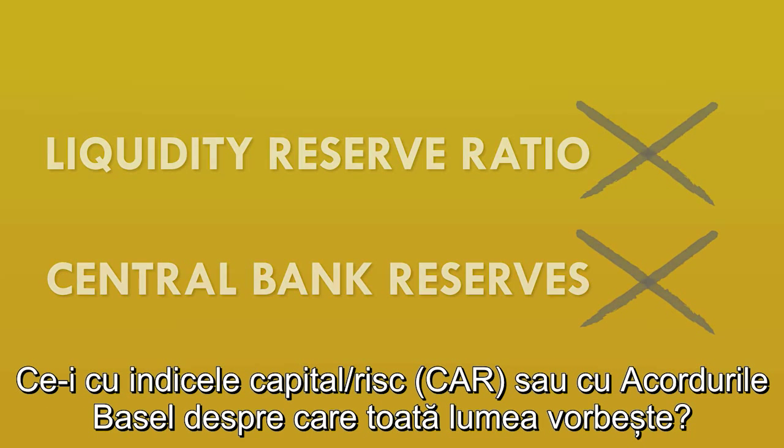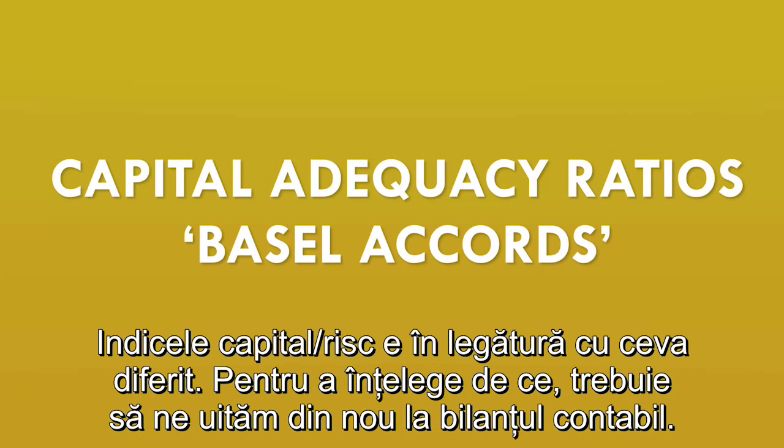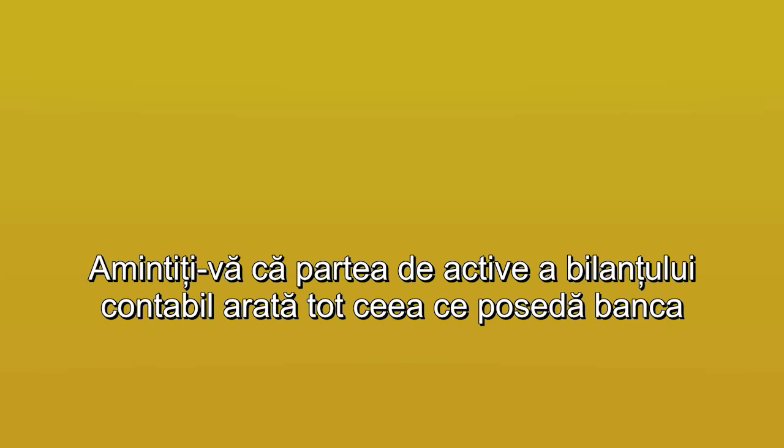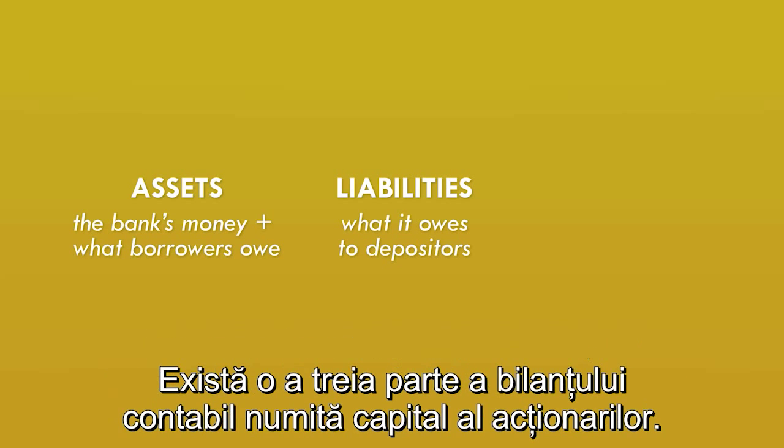What about the capital adequacy ratios, or Basel Accords, that everyone's talking about? Well, the capital adequacy ratios relate to something quite different. But to understand why, we need to look at the balance sheets again. Remember that the asset side of the balance sheet shows everything that the bank owns, including all its loans and mortgages, and the liabilities side shows everything that the bank owes to other people or companies. There's a third part of the balance sheet, which is something called shareholder equity.